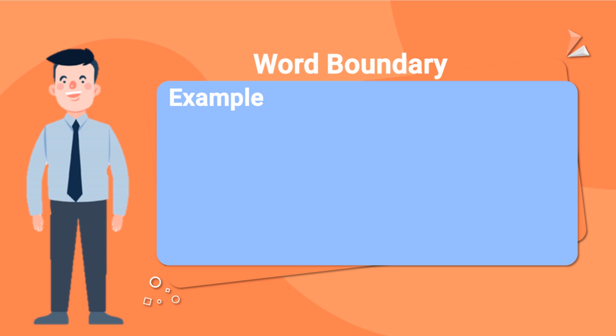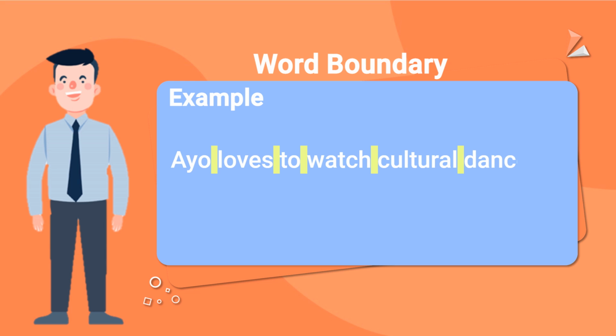For example, in this sentence, Ayo loves to watch cultural dances. Now, how many times did I clap? Did you say 6 times? That is correct. I clapped each time I pronounced a word, and I clapped 6 times because there are 6 words in the sentence. Now, the time it takes between each clap or word and the next clap or word is the word boundary. Therefore, there are 5 word boundaries in the sentence.